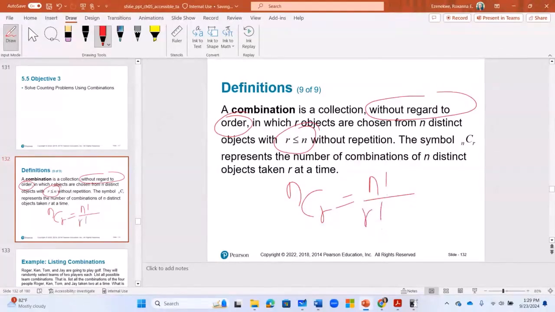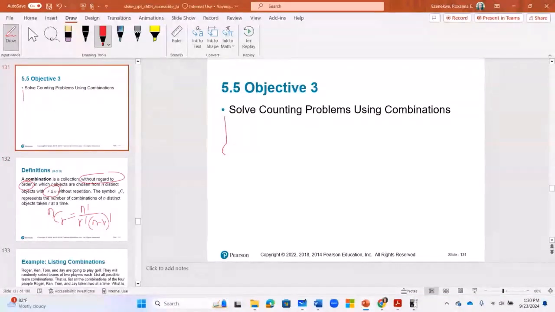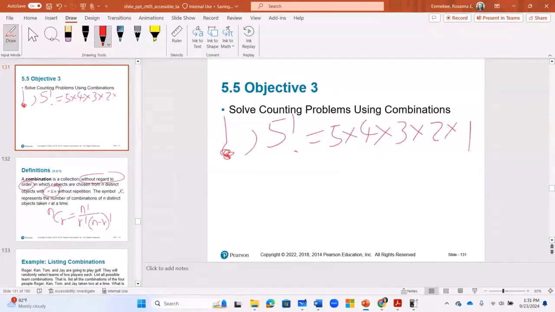...r factorial into n minus r factorial. All right, so factorial looks like an exclamation mark. If I say 5 factorial, it means 5 times 4 times 3 times 2 times 1. And that means multiply all of them. 5 times 4 is 20. 20 times 3 is 60, times 2 is 120. Therefore, 5 factorial is 120.